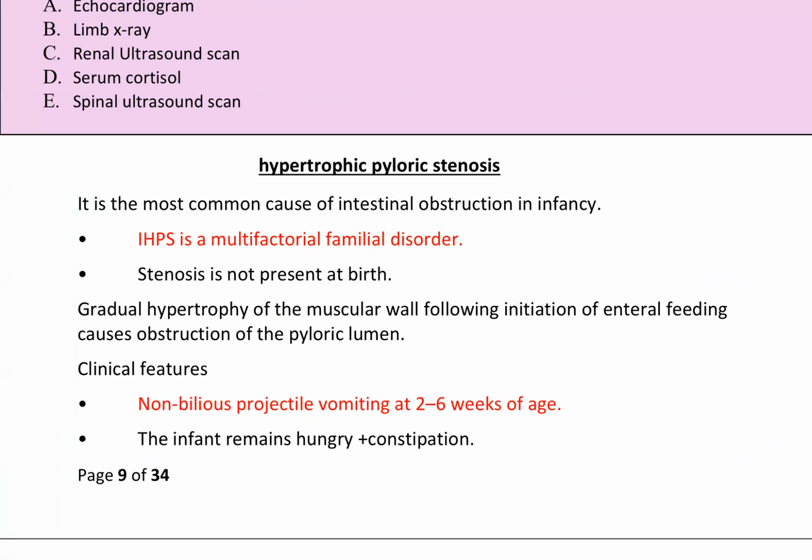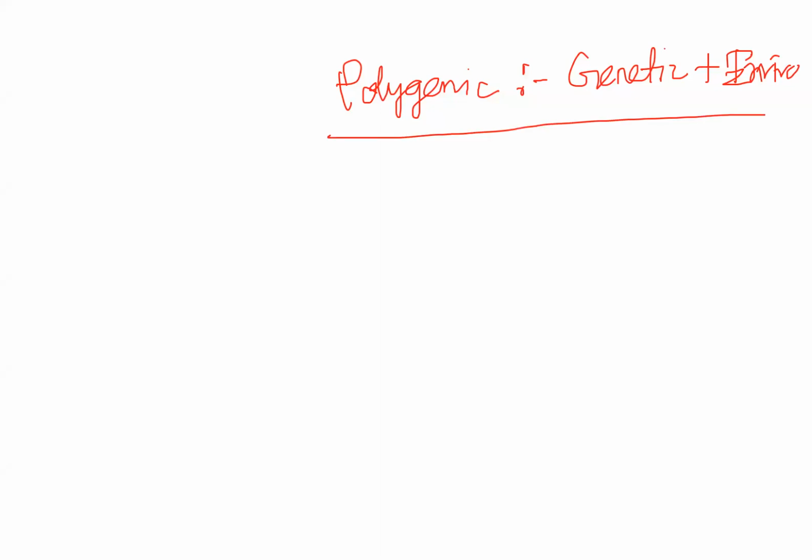Then hypertrophic pyloric stenosis. It is another diagnosis which is very important and we have to know it. It's called polygenic. Polygenic means genetic association with other influence. So genetics could be there. Genetically susceptible persons with environmental influence also could be a cause. So it is a genetic and familial disorder.